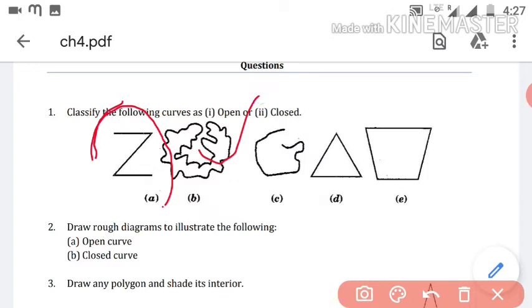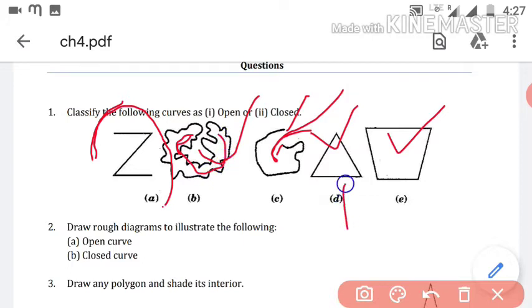Now here also this endpoint and this endpoint are not joined together, so this will be an open curve, and D is also a closed curve and E is also a closed curve. This is very simple. Open means there is a way to get inside and a way to go outside. In the easy way you can see it like that. If you get inside and it is closed, you cannot go outside, isn't it? So it is closed.